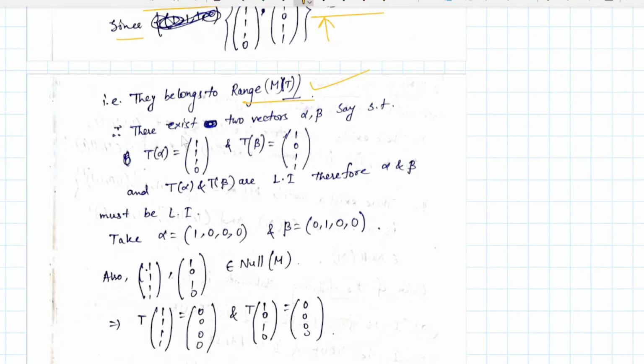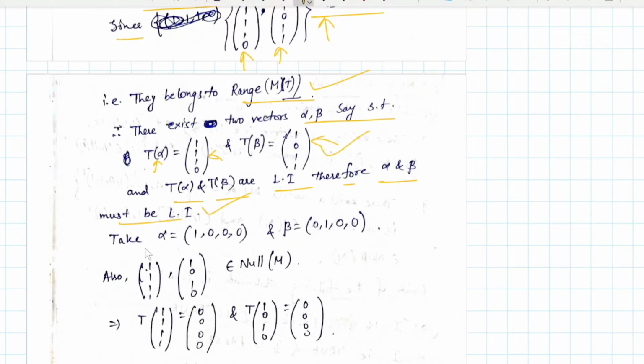Okay, so there exist two vectors alpha and beta such that, since these two vectors belong to the range space, there are two vectors alpha and beta such that T of alpha equals this vector, since this is in the range space, and T of beta equals this vector. Suppose we take alpha and beta. T alpha and T beta are linearly independent vectors, therefore alpha and beta must be linearly independent.